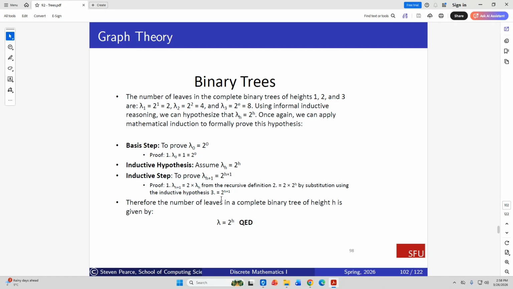Anyway, you know what's going on here. We've proven we can use the inductive hypothesis to get to the next step on the rung, which is 2 to the h plus 1. So therefore, the number of leaves in a complete binary tree of height h is given by 2 to the h. We've proved that that's true.